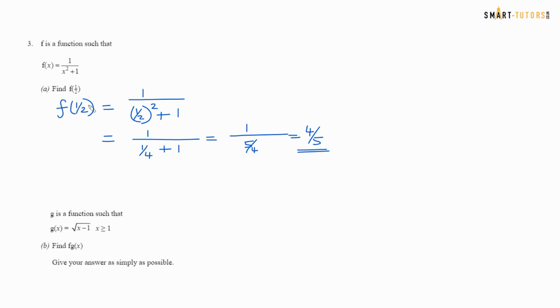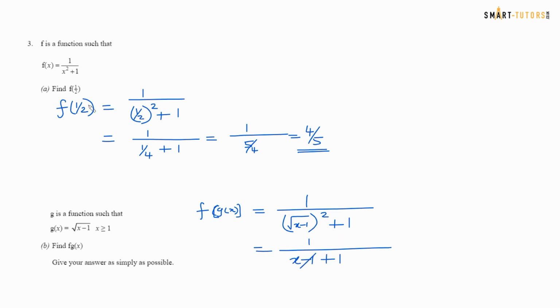B part, g is a function defined, find the f(g(x)). So f of g(x) means the g(x) is the input for the f function. So the f function is equal to 1 over x squared plus 1, which is 1 over the square root of (x - 1), whole thing squared, plus 1. So again squared, the square root will go away. So x minus 1 plus 1. Minus 1 plus 1 cancel. The answer is 1 upon x. So that is the answer for the B part.